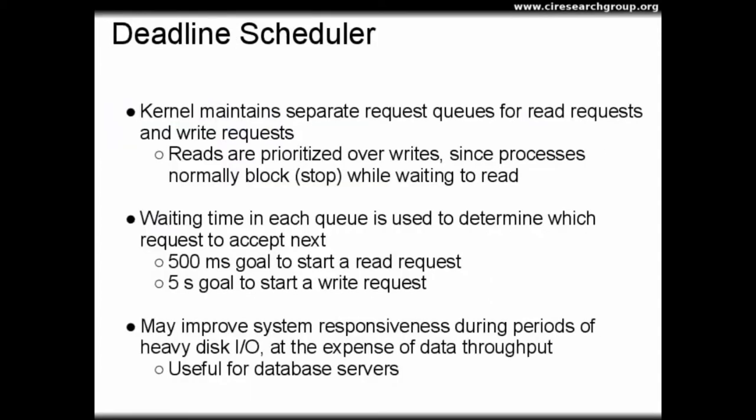One modern Linux scheduler that can be used for such arbitration is called the deadline scheduler. In this scheduler, the kernel maintains separate request queues for both read requests and write requests, similar to the anticipatory scheduler. Reads are prioritized over writes because processes typically block or stop and wait while waiting to read something from the disk. Thus, writes can be done later at some point when it's convenient for the operating system. The waiting time in each queue with the deadline scheduler is used to determine which request will be scheduled next. A 500 millisecond request time is the goal for a read request. This is the time it would take to start the request, with a 5-second goal to start a write request.